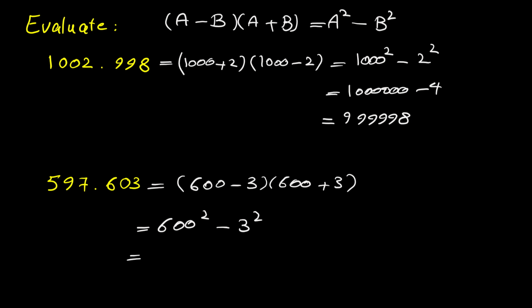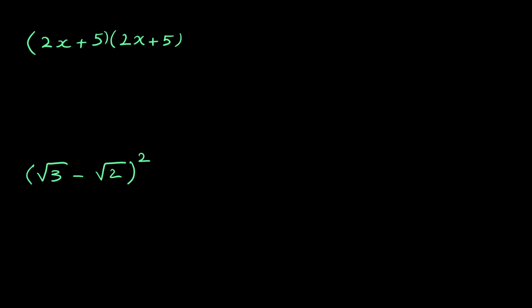600 to the 2 is 360000. 3 to the 2 is 9. If we subtract, the answer is 359,991. Now look at these examples.